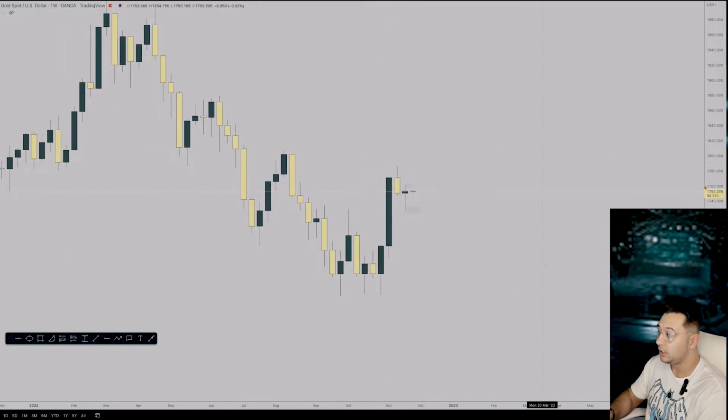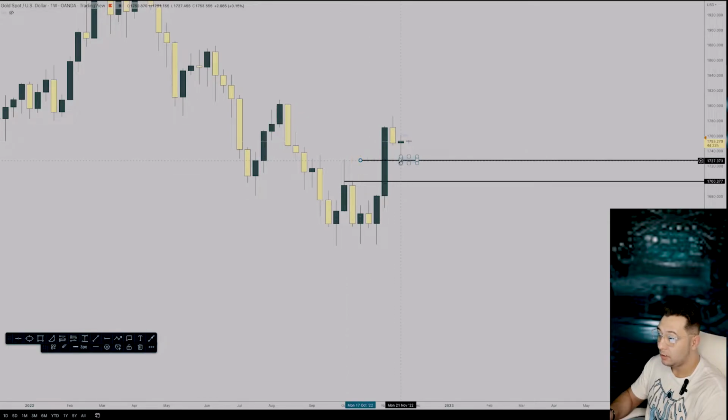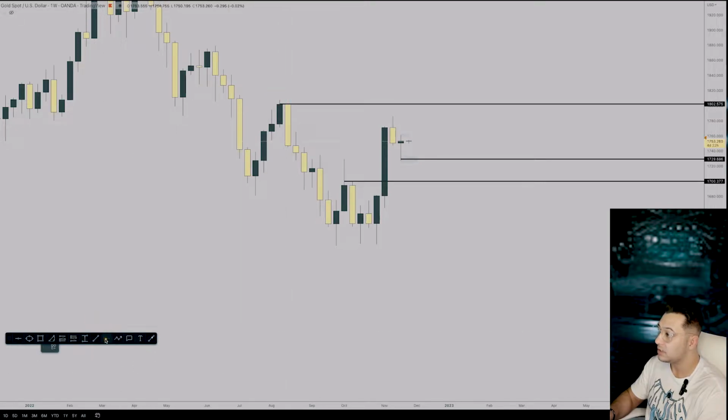You don't need to be looking at all these other crazy levels that are really far away, although they are here, right at 1700. There's something there. There's something right here where we respected last week, where our weekly low is. There's something up here. All these different support and resistance levels, it's important to know where they're at, but they aren't necessary right now.